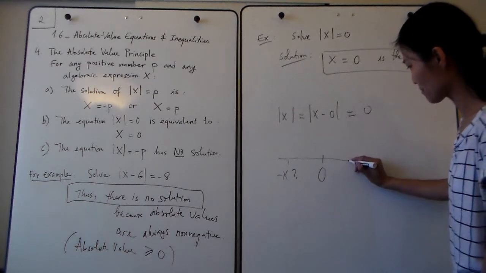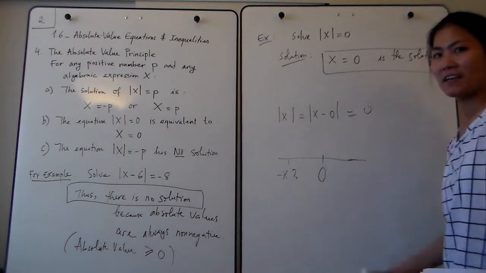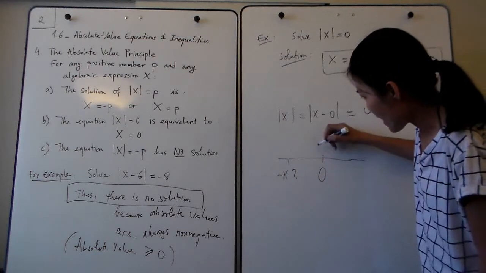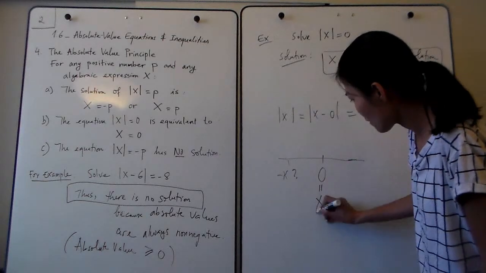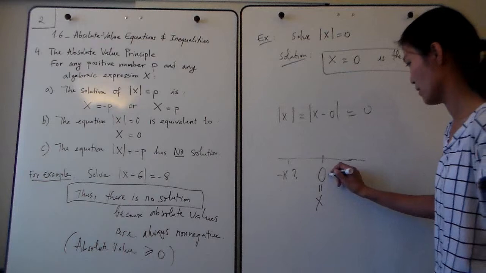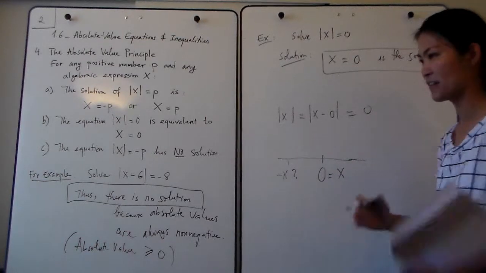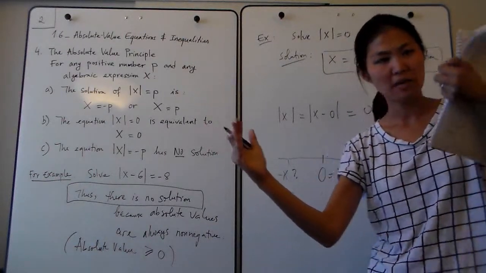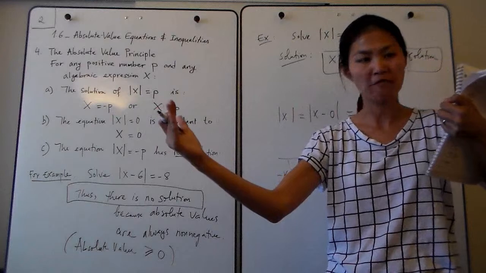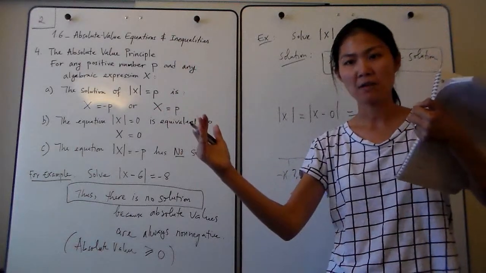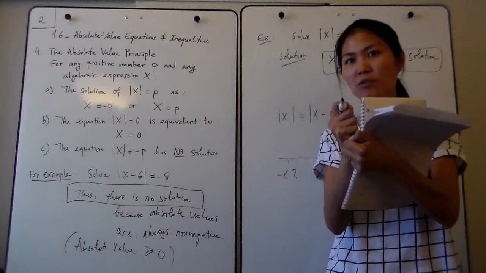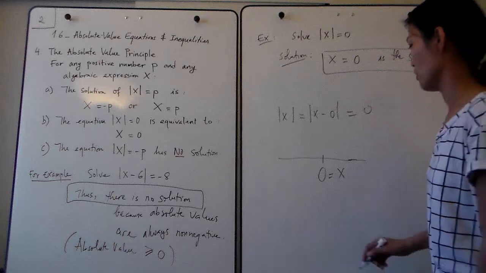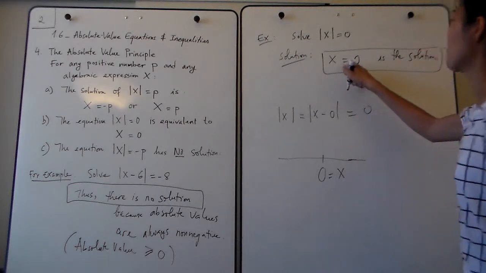So that means if anyone tells you the distance between two numbers is 0, meaning what? It means that x is right at this number. That means x is equal to 0, because there's no distance between them. From this point to this point, if there's no distance, or the distance equals 0, that means the two points right here actually represent the same point. So that means x equal to 0, or 0 equal to x, which is the answer right here.